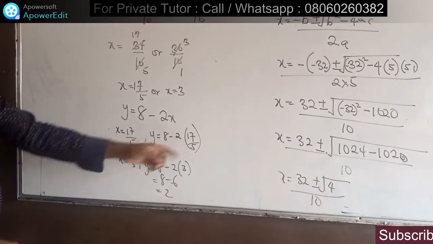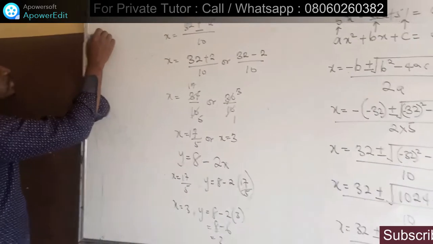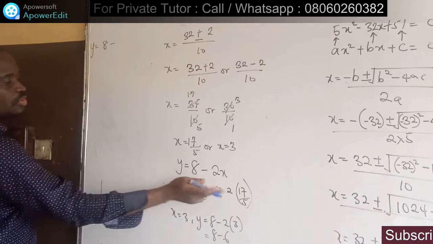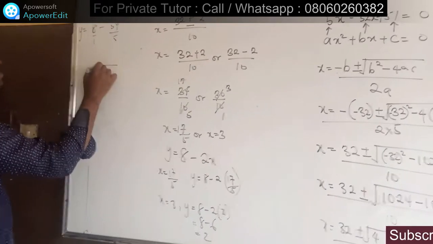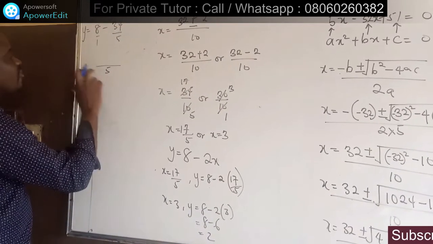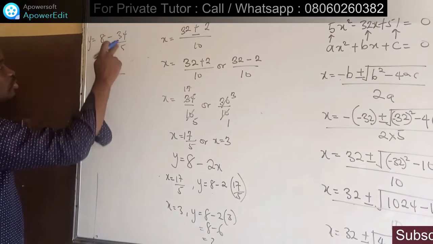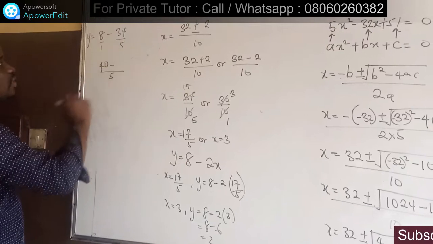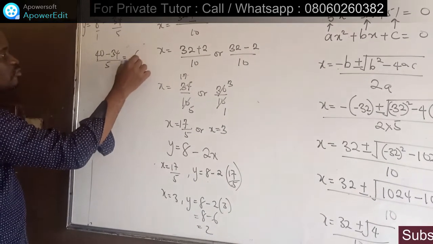Now let's quickly work on this. If you look at this part here, you see that this is y equals 8 minus, of course 2 times 17, that's 34 over 5. Just take the LCM of that. I want to do it in a simple way so I get it. 5 times 8, that's 40. 5 into 5 is 1, and this, that's minus 34. And 40 minus 34 is 6 over 5.